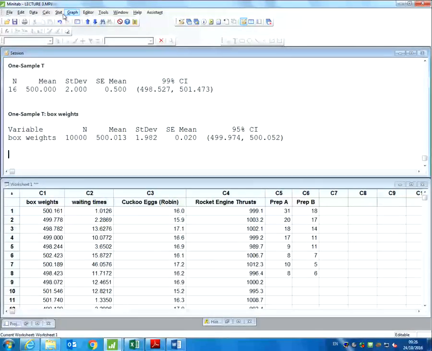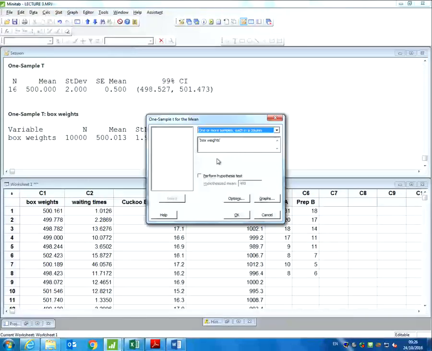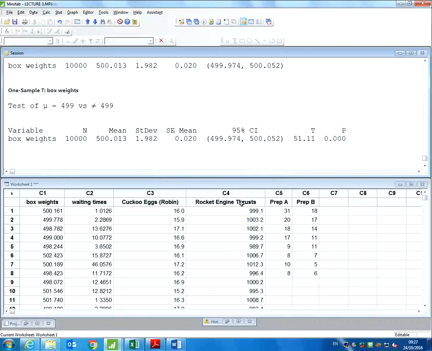But this time, I am going to, okay? So back to one sample T. This time I will tick perform hypothesis test and type in 499 and click OK. Can you see that the confidence interval is exactly the same as before? Nothing's changed. But now, what have we got? We've got a p-value. Now, a p-value will never be exactly 0. However, Minitab only gives you these answers to 3 decimal places, okay? So this is 0.000, okay, 0 to 3 decimal places. So how do we interpret that answer? If your p-value is that low, what's your interpretation?